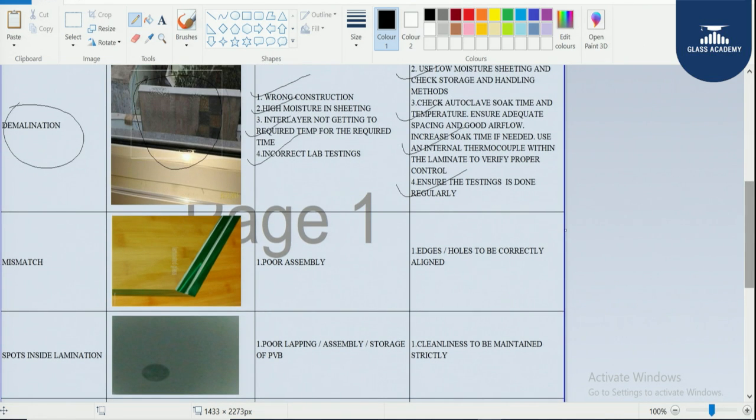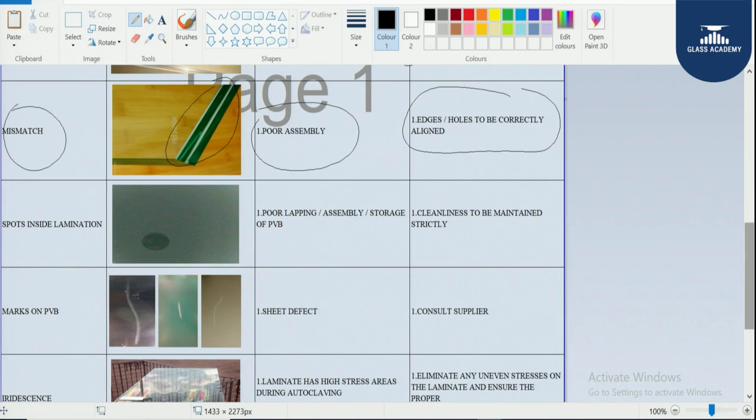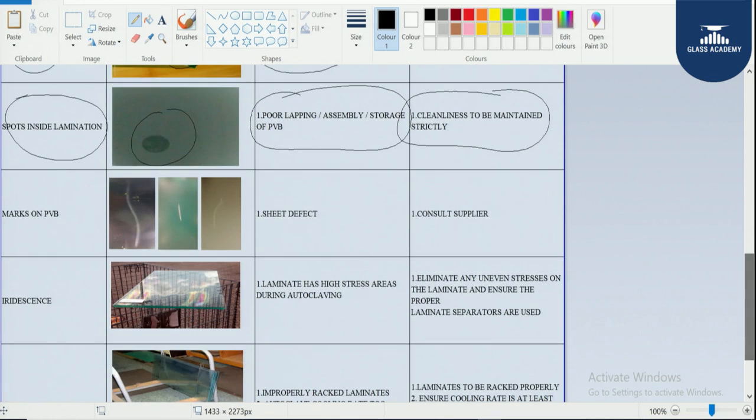The next defect we get is a mismatch, displacement or offset. You can see the edges of the glass are mismatched. This is because of poor assembly. You can overcome this issue by matching the edges and holes so they are correctly aligned. The next issue is spots inside the lamination. You can see the spot on the lamination. This is because of poor lapping, assembly or storage of the PVB. We can overcome this issue by maintaining cleanliness and keeping the layup room clean.